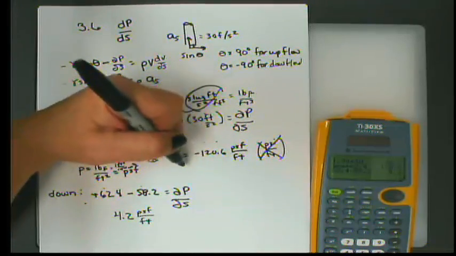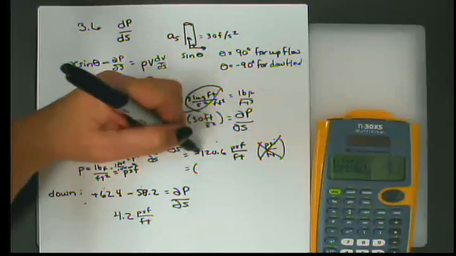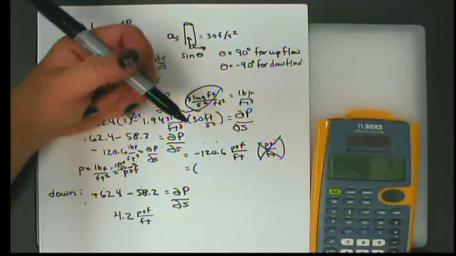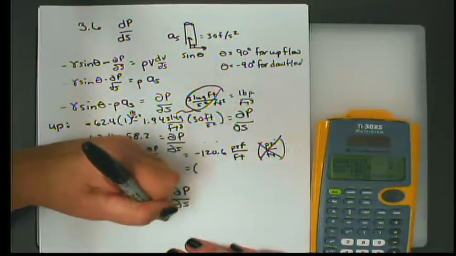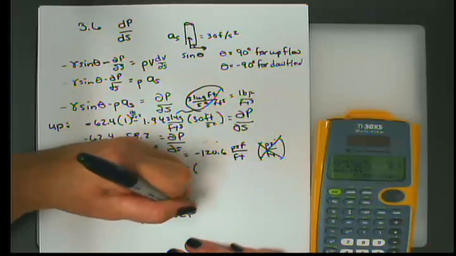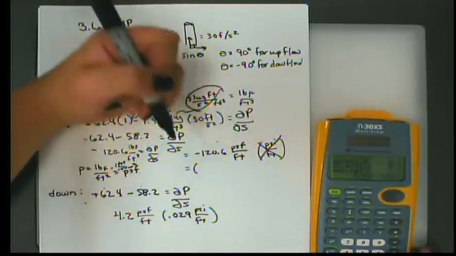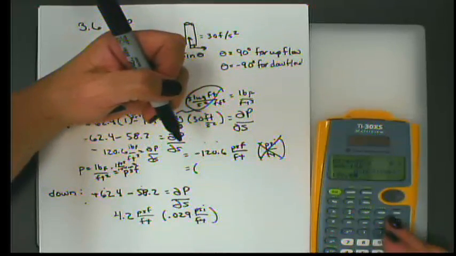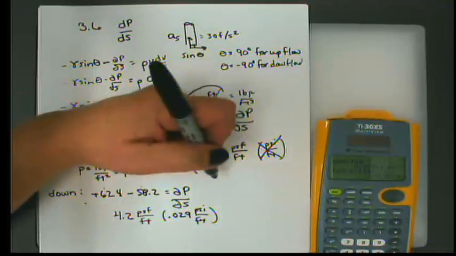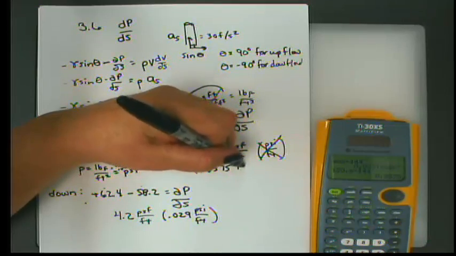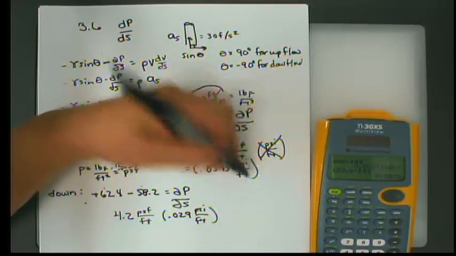All right, so if I wanted to report this in PSI per foot, I would divide both of those numbers by 12 times 12, 144. This number would be 0.029 PSI per foot, and this number, 120.6 divided by 144, is 0.8375 PSI per foot. Right.